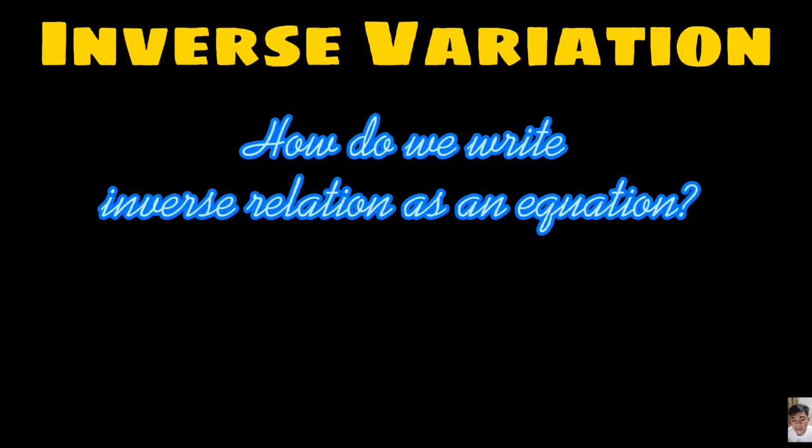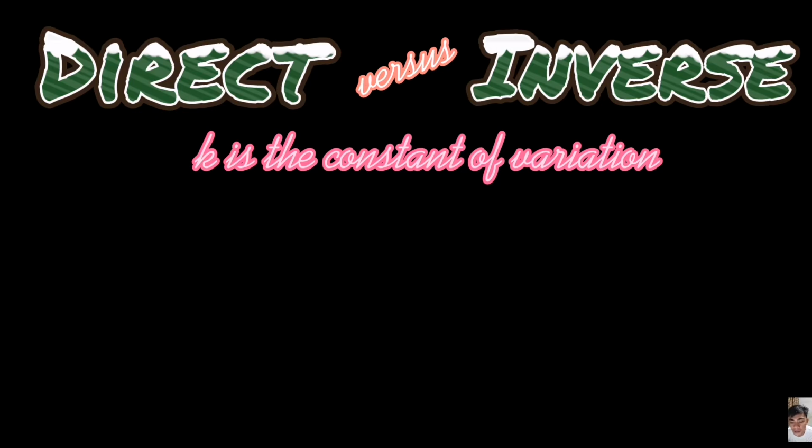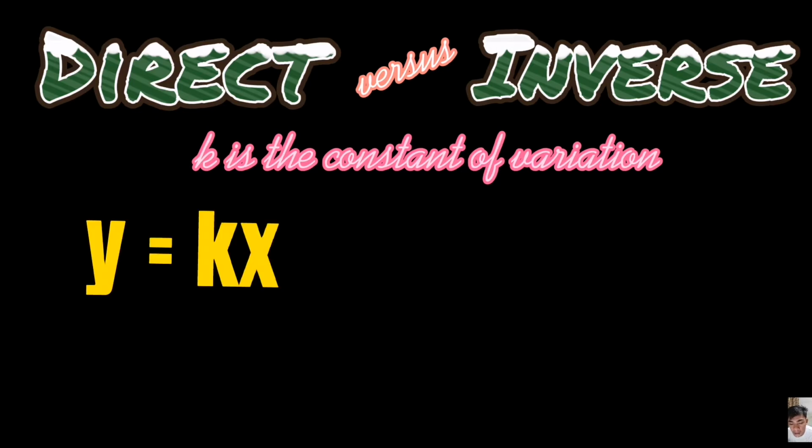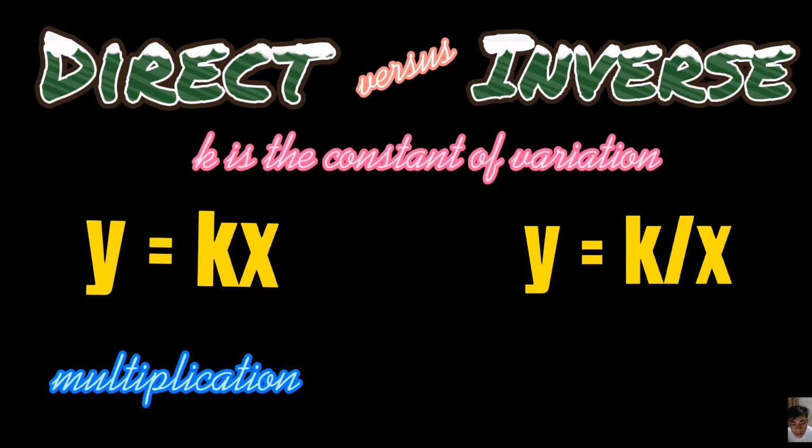Now, how do we write inverse relation as an equation? And how do we compare this with the direct variation? In direct variation, if y varies directly as x and k is our constant of variation, we write y equals k times x. Now in inverse variation, if y varies inversely as x, we write y equals k over x, or k divided by x. That is multiplication in direct and division in inverse.